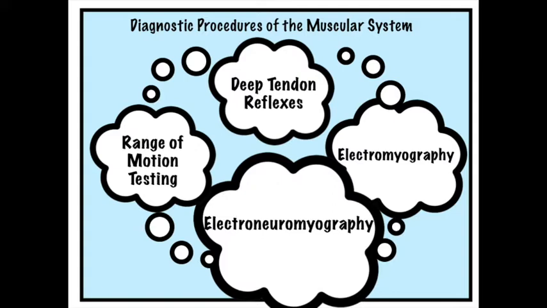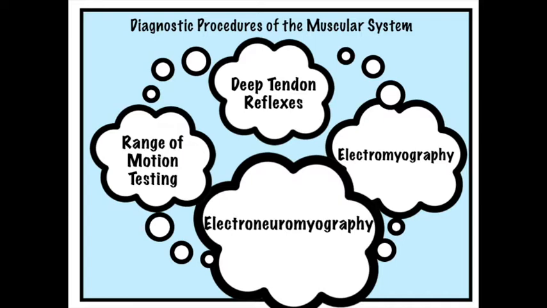Electromyography, also known as an EMG, records the strength of muscle contractions as the result of electrical stimulation. The resulting record is called an electromyogram. Electro meaning electricity, myo meaning muscle, and gram meaning record. This test may be helpful in determining the cause of pain, numbness, tingling, or weakness in the muscle or nerves.